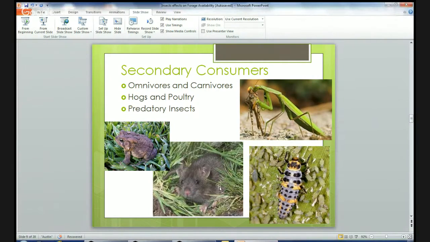You're able to see our mouse, our toad, obviously not insects, but they are secondary consumers. Our lovely praying mantis there, chowing down on a grasshopper. And this guy, which I think is a chinch bug, hanging out with aphids. Which is interesting because maybe that's not a chinch bug. No, that's not. I lied. Well, whatever he is, he's having a good time eating those aphids.